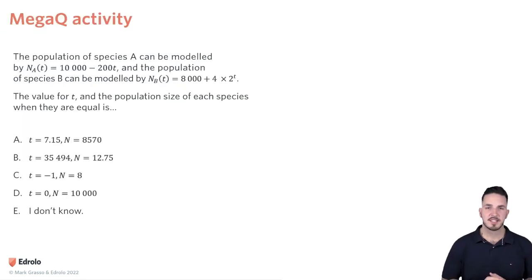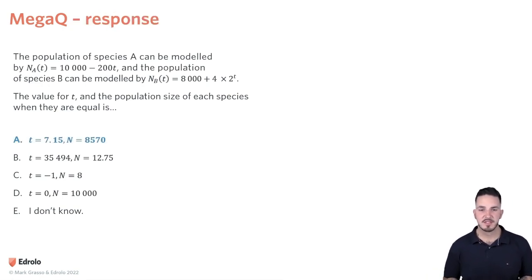So in this mega question activity, we're going to look to put everything together that we've learned throughout this lesson. So in this instance, we have the population of species A modeled by the linear equation 10,000 minus 200t, and the population of species B modeled by the exponential equation 8,000 plus 4 times 2 to the t. So we can see the value for t and the population size of each species when they're equal is... So I hope that you found that t is equal to 7.15 and n is equal to 8,570.